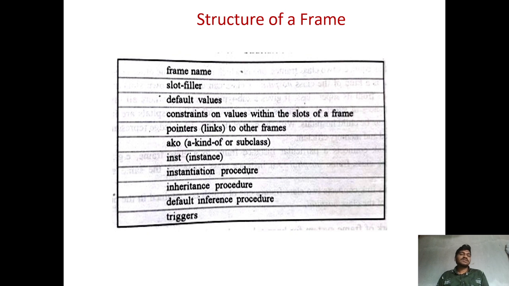Next, the structure of a frame. The frame consists of a frame name, and the second one is a slot filler, the third is default values, and the next one is constraints on values within the slots of a frame. The next one is pointers, which means links to other frames, and the next is the relationship AKO, which means a kind of, as a class. Next is instance, then the instantiation procedure, the inheritance procedure, the default inference procedure, and the last one is triggers.